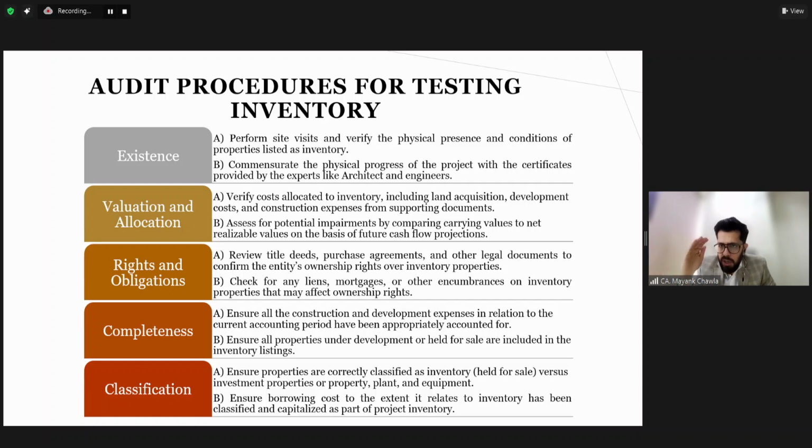Then classification in terms of the financial statements also becomes important. As I already told you, inventory, investment property, and PPE have to be appropriately classified, and we need to have the borrowing cost capitalized as inventory rather than presented as a P&L item, where it is directly in relation to a project, or proportionally capitalized on the basis of the general borrowing capitalization rate.